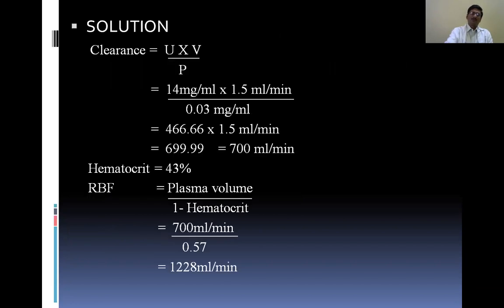So let us see this solution. The values are the same, only the marker is changed. Plasma flow, or the plasma volume, is about 700 ml per minute. Hematocrit is 43%, putting in the values. In this case also, renal blood flow will be 1228 ml per minute. Additionally, sometimes we need to know the extraction ratio also in order to correctly calculate the effective plasma flow, wherein this clearance value of 700 ml should be divided by 0.9.